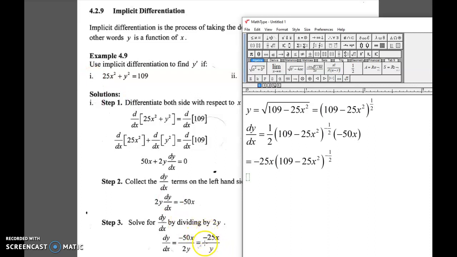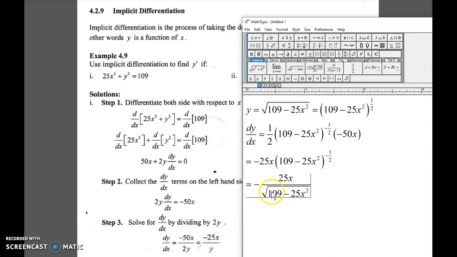The given final answer is negative 25x over y. At first you'll see that it is not the same, but let's try to rearrange it again. We have negative 1 over 2 here, meaning that this can be changed into a denominator, and the power of 1 over 2 we can change back to a square root. This is the alternative form for this one.